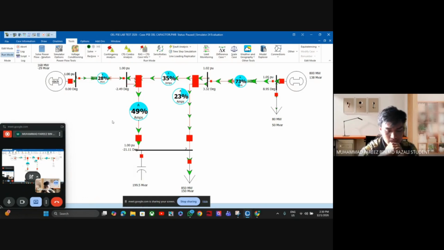So in my conclusion, from this Lab 3 OEL, we can say that reactive power compensation is very essential in the modern power system. Inductive loads can cause poor power factor and voltage drop. We also learned that installing a shunt capacitor is a simple and effective solution in this case. This simulation clearly shows improved voltage, reduced current, and better system performance. So this is a demonstration of why shunt capacitors are very widely used in industrial and transmission networks.